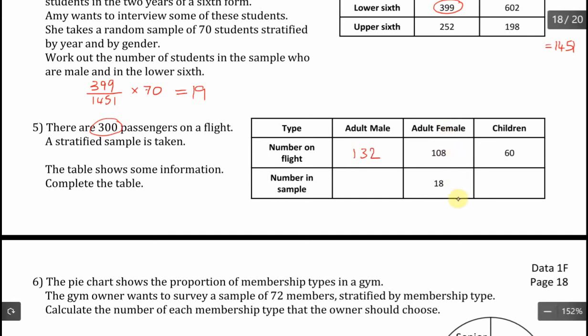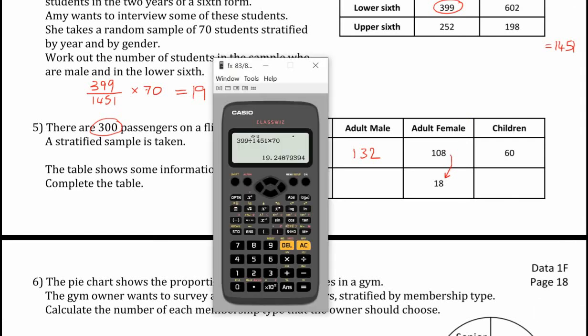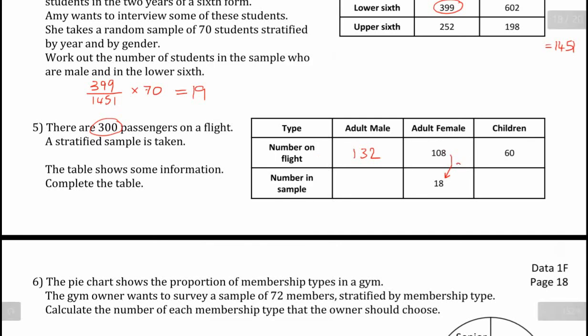And now we can actually work out the proportion as well. So what has happened to this number to turn it into 18? So if we do 108 divided by 18, we've divided it by 6, so we're going to do the same with each of these. So in other words, our sample size is just 1/6 of the population size. And there we go.